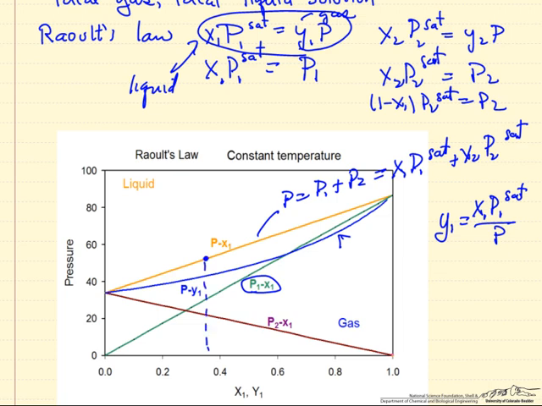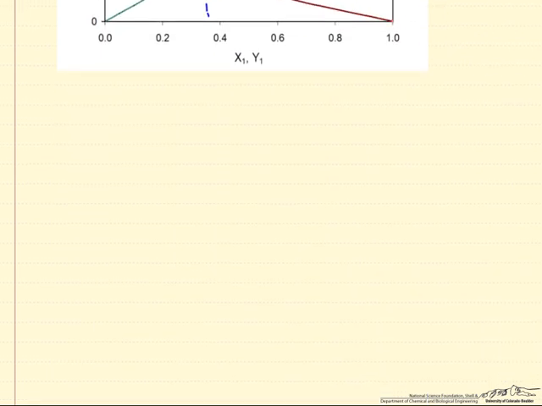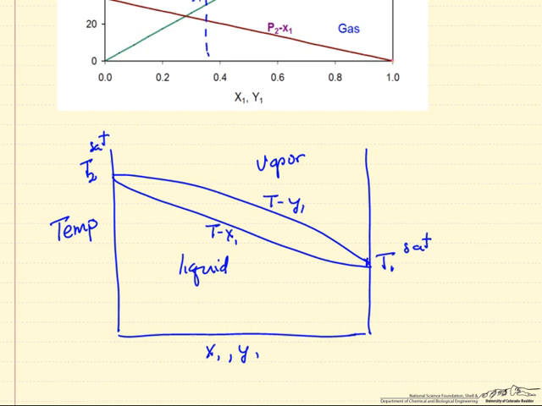This is the value of x1. The corresponding value of y1 that's in equilibrium is over here. So this line, this is the y1 value in equilibrium with this x1 value. It has to be at constant pressure, and of course the whole plot is at constant temperature. Now the corresponding temperature versus x1 and y1 diagram. Here's an approximate representation.